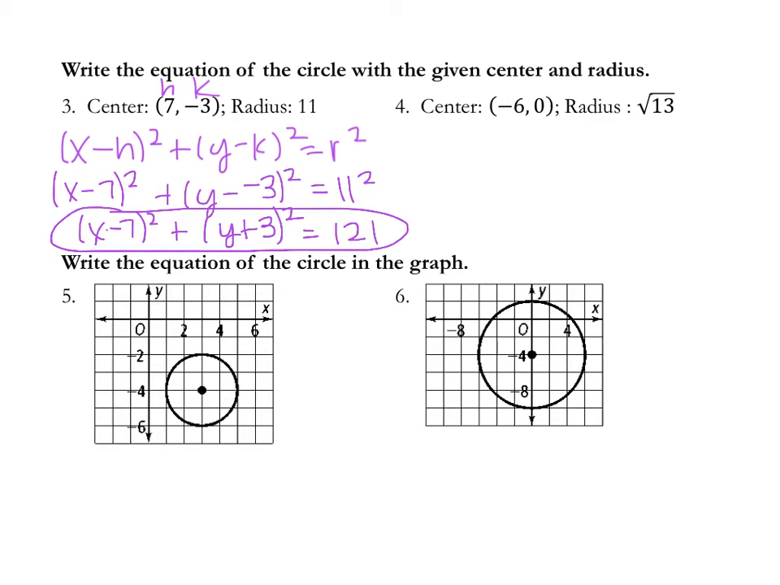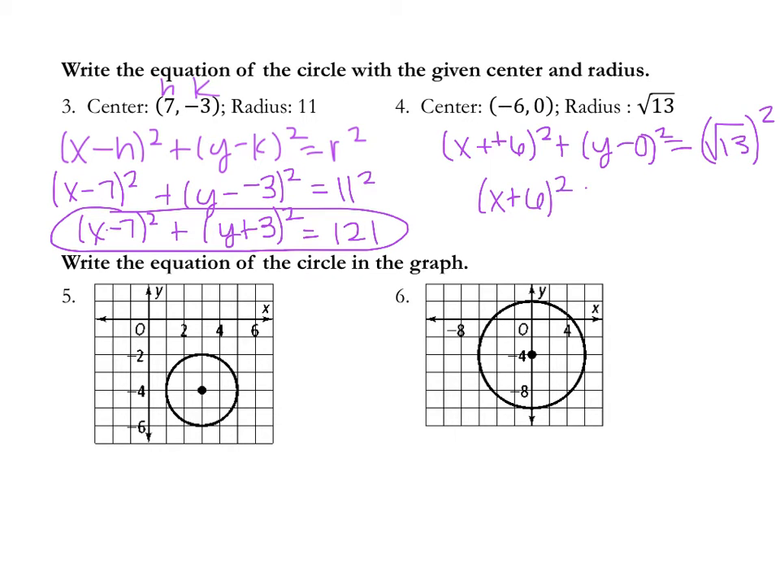Alright, then in number 4, same thing, we're going to plug in. It's going to be x minus negative 6 squared. So if you want to change that to plus or positive right away, you can. And then plus y minus 0 squared equal to the r value this time is 13, the radius, but we've got to square it. So this is going to stay x plus 6 squared.